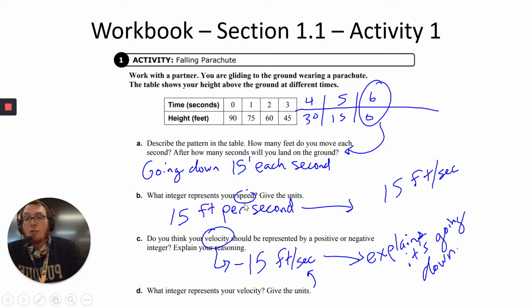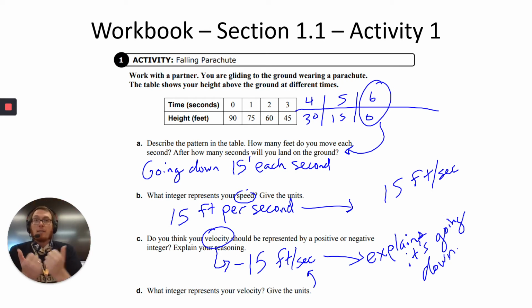The integer that represents speed is 15 feet per second, because speed doesn't care which way you're going. Think about a car. It doesn't matter if you're going left or right or north or south, east or west. You just say, I'm going 50 miles an hour. Okay, so speed doesn't matter which is positive and which is negative. Velocity, on the other hand, is 15 feet per second, but it adds a negative. That negative says, oh, by the way, I'm going down 15 feet per second. If it was positive, I'd be going up 15 feet a second.